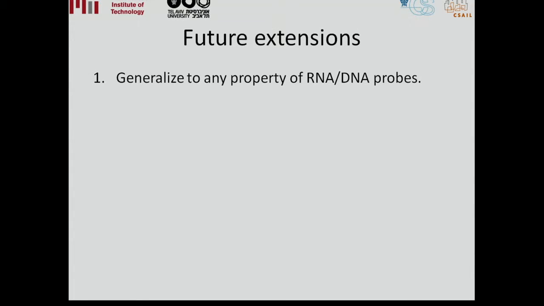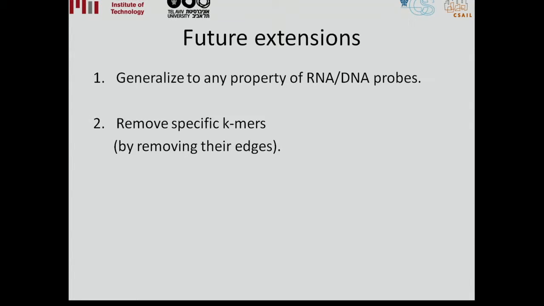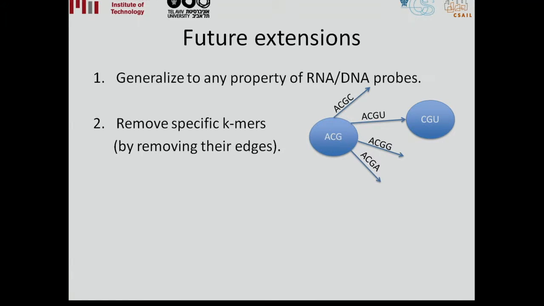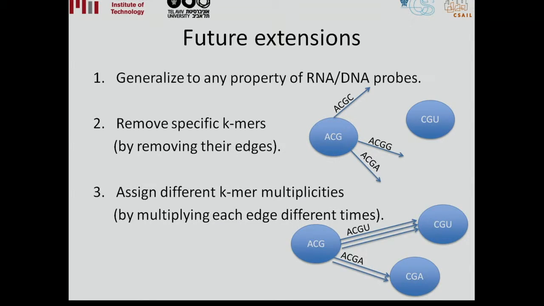So some future extensions, we hope to generalize to other properties required for DNA or RNA probes. We know that it's a very flexible scheme. So if, for example, we want to remove some k-mers or exclude them, we can just remove the edge from the graph and rerun the algorithm. And indeed, in the RNAcompete technology, for example, 2 k-mers were excluded because they were cleaving sites of the enzyme that was used in the protocol.